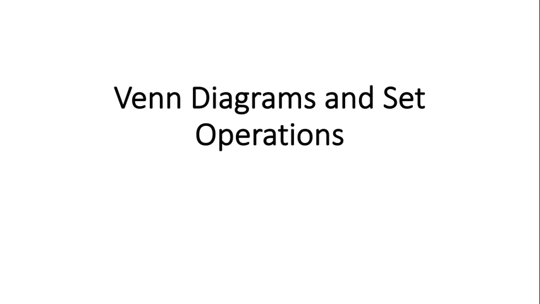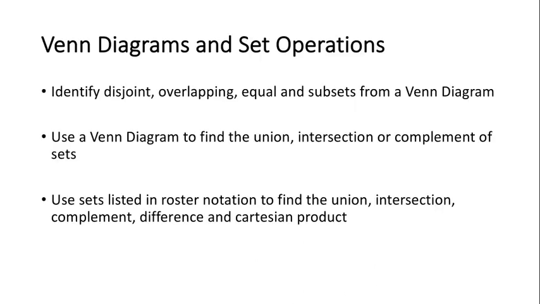We're talking about Venn diagrams and set operations in this screencast. What I want you to learn from this screencast is how to identify disjoint, overlapping, equal, or subsets from a Venn diagram. We're going to use a Venn diagram to find the union, intersection, or complement of sets. And we're going to use sets listed in roster notation to find the union, intersection, complement, difference, and Cartesian product.